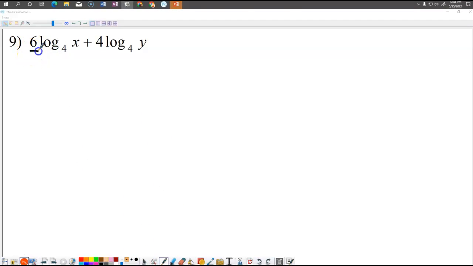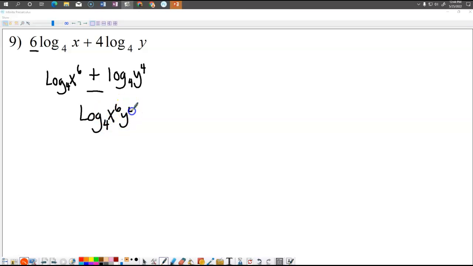We're going to take this multiplier here and make it a power on the argument. Same thing with the 4 here. That could become a power on the y. And now this one's different in this case, because now we have addition. And when you have addition, we could put those two logarithms together as one log, where we multiply the arguments together. So that would be the answer, number 9.